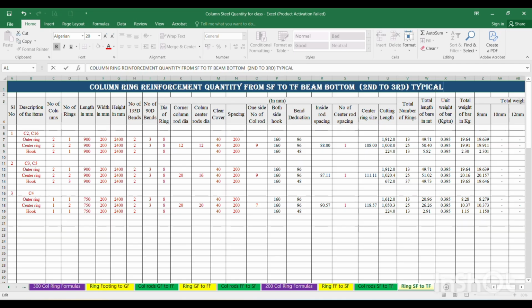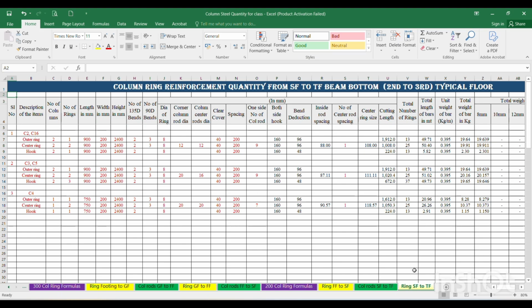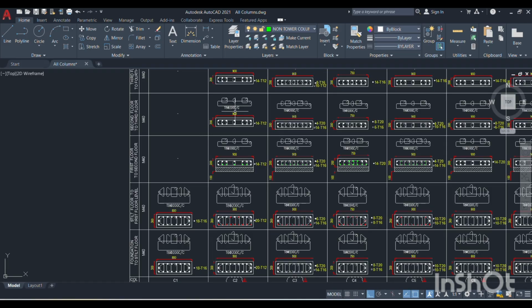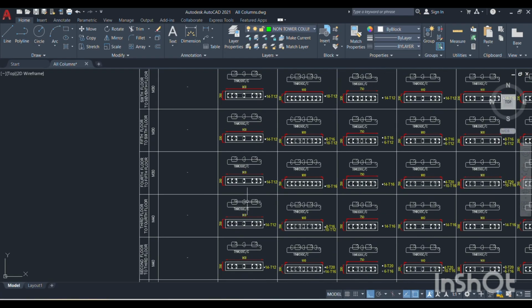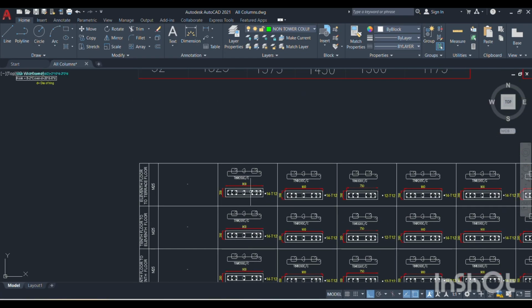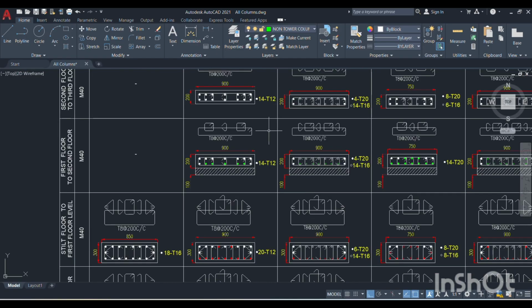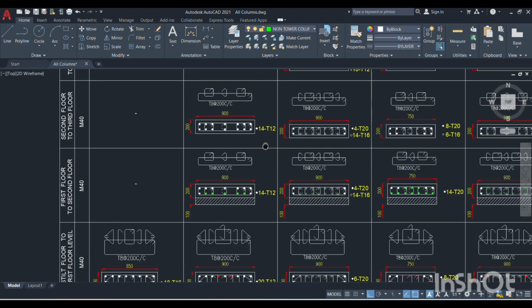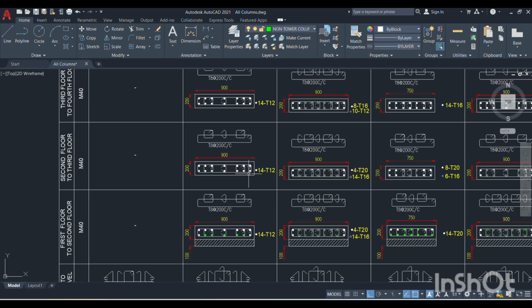I am writing this as the typical floor because I am going to explain only for the second floor to third floor. After completing the second floor to third floor, you have to do the third, fourth, fifth, sixth, up to the 11th floor yourselves, because the method I am explaining now is typical for all the floors.